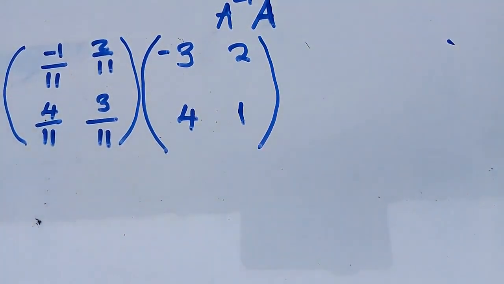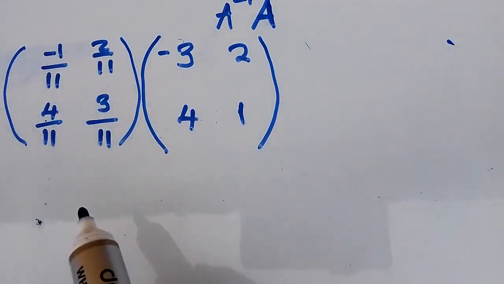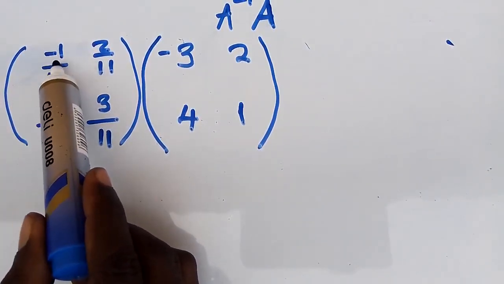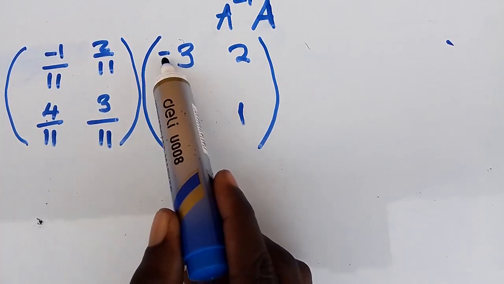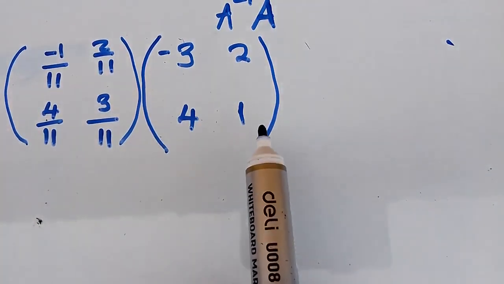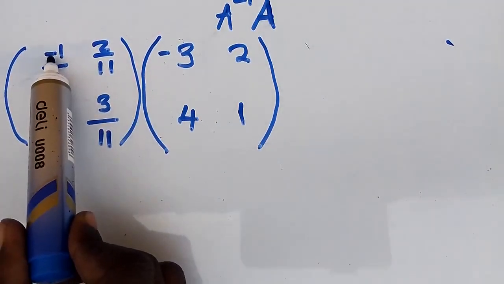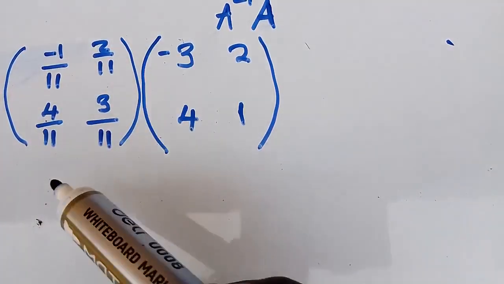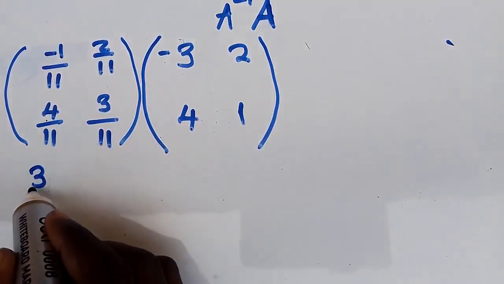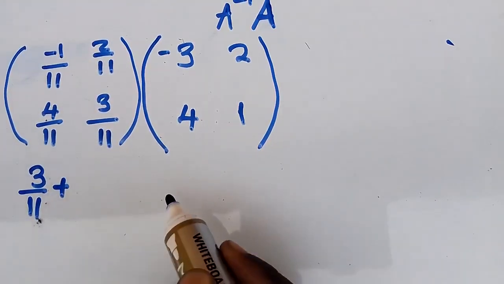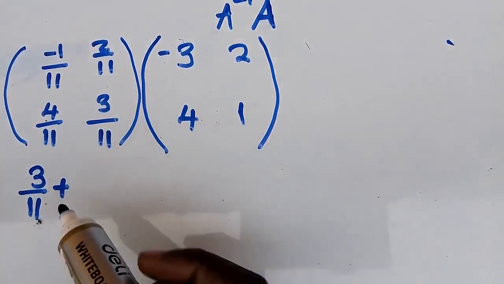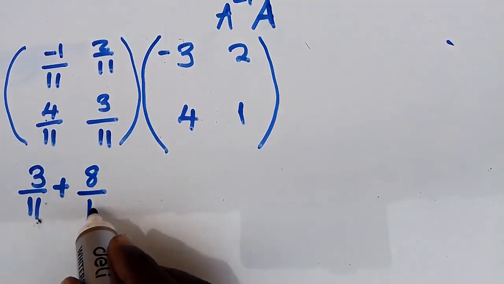So I've got this now. I start multiplying. What is negative 1 over 11 times negative 3 over 11? The one on top is the one that is going to multiply. So what is that one times that one? 1 times 3 is 3, so I say 3 over 11 plus. I move to this one and that one. 2 times 4 is 8, so 8 over 11.